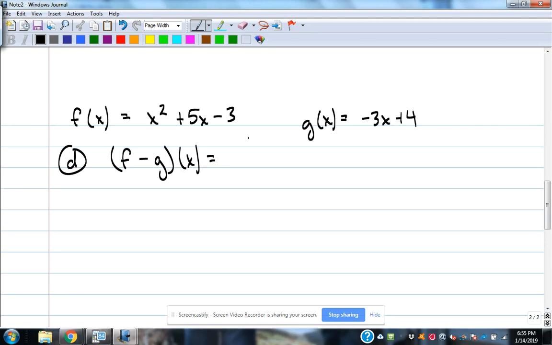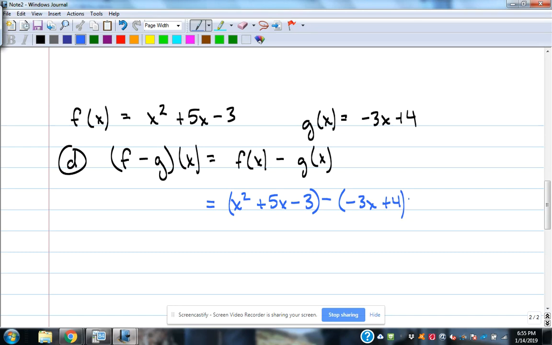Okay, so f of x minus g of x. That's all we're doing here. Taking f of x and subtracting away all of g of x from it. So x squared plus 5x minus 3 minus negative 3x plus 4. The signs are going to change because you got a minus there.